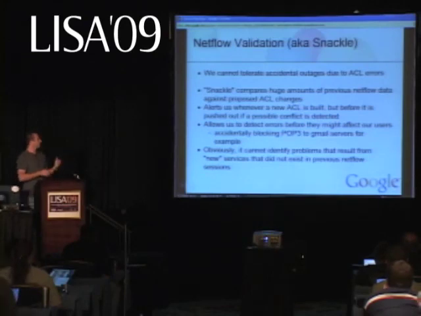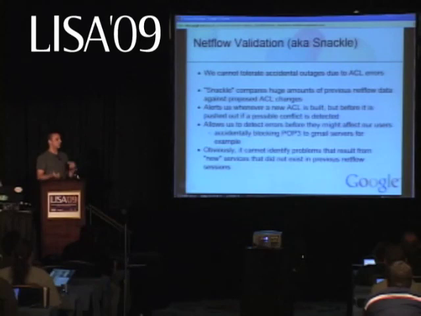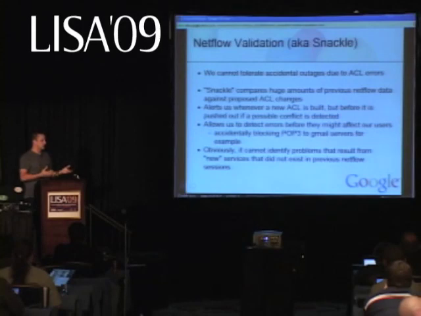And obviously, this particular tool is great for detecting problems for services that you accidentally turn down, because this relies on traffic that it's seen. So it's sampled traffic. If you have a service that's already accepting traffic, chances are we're going to see NetFlow data for it.